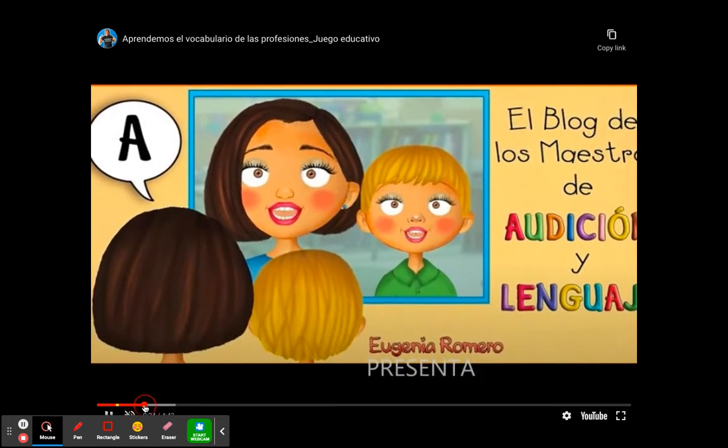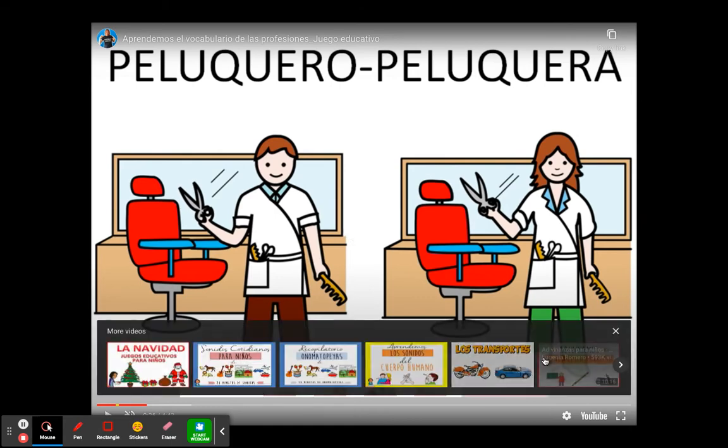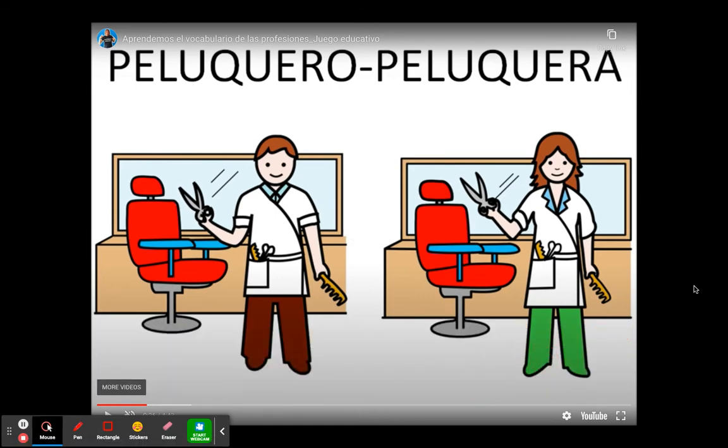All right, so the first one we're looking at is peluquero and peluquera, a barber or hairdresser. So if you are a boy, you will write peluquero. If you are a girl, you will write peluquera. The reason why is because peluquero would describe a male barber or a male hairdresser. Peluquera would describe a female barber or a female hairdresser. So go ahead, pause the video if you need to, write the word, draw the picture.